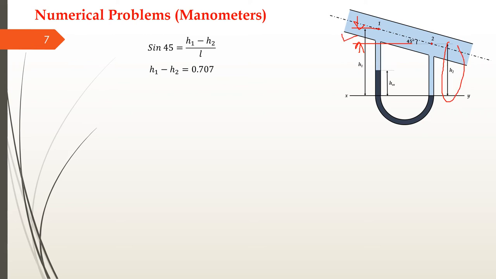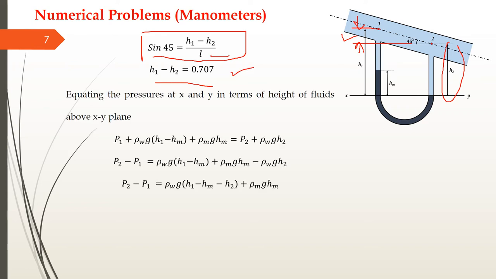So we'll take sine of 45 equals H1 minus H2 divided by L. L is given to us. So H1 minus H2 is equal to this. So what principle do we use in case of manometers? You know that this principle is used, that the pressure above the XY line will be equated in order to find out the unknowns.